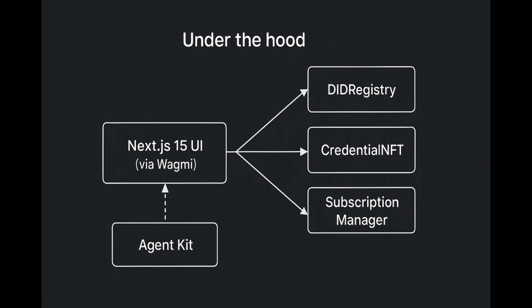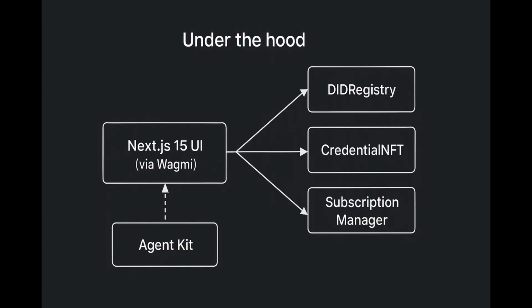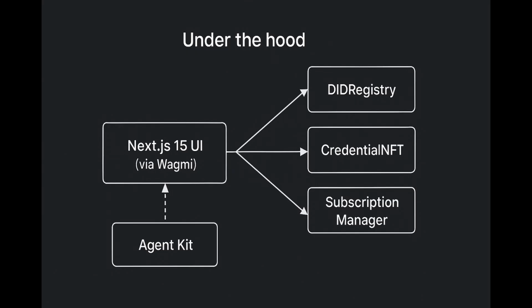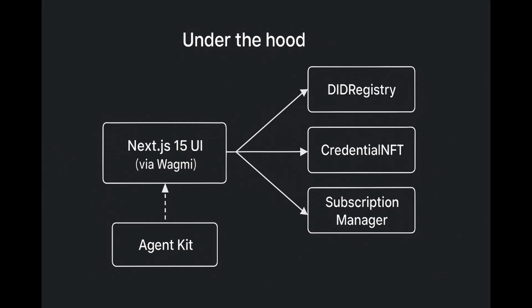Under the hood, the DID registry mints did:base IDs, and the credential NFT anchors credentials. Only issuer, platform, or AI agent wallets can mint. The subscription manager accepts ETH. The Next.js UI talks to these via wagmi, while AgentKit drives contract calls inside a smart wallet whose address we can query at runtime.